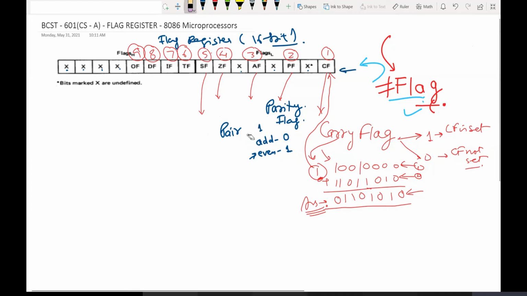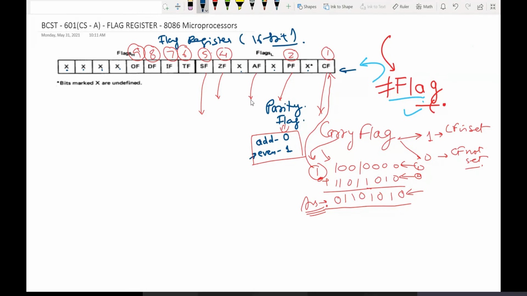If there is an even number of pairs, the parity flag will become 1, that means it will be set. If it is odd, it will not be set. This is the parity flag. That's it, nothing else. Is it clear? Yes, sir.